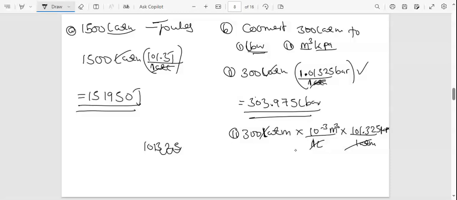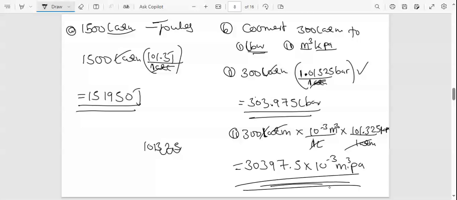So now you just cancel this and cancel this, then you multiply. That will give you 3039.75, like that, times 10 to the power negative 3. Then we bring now our expected units, which is meter cubed kilopascal. So this is the answer that you are supposed to write.